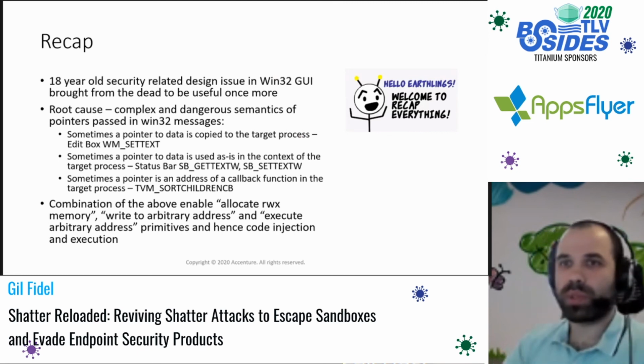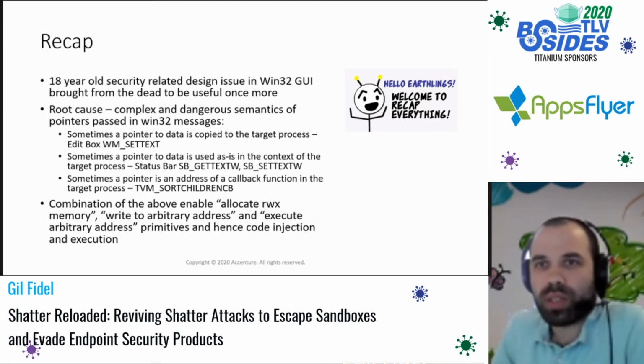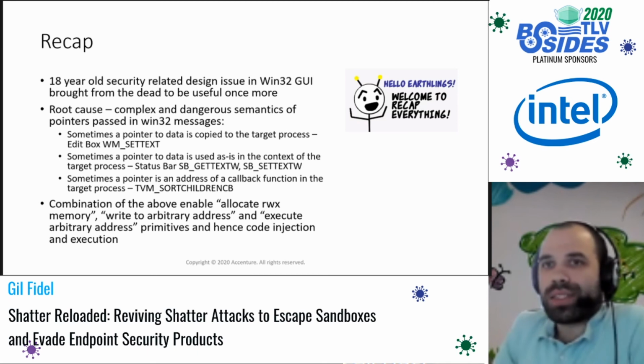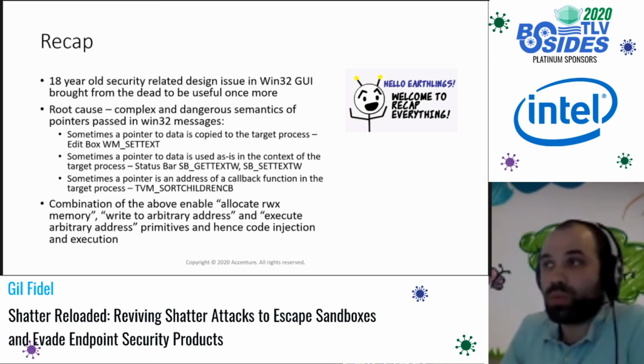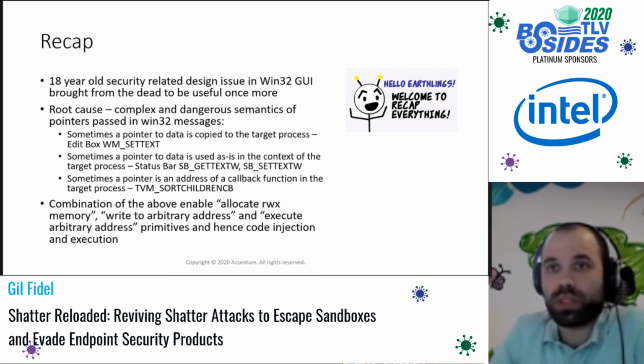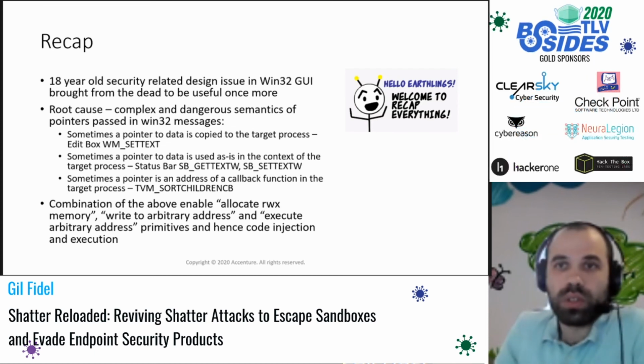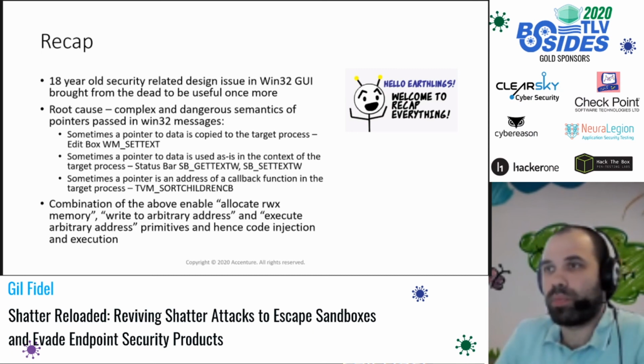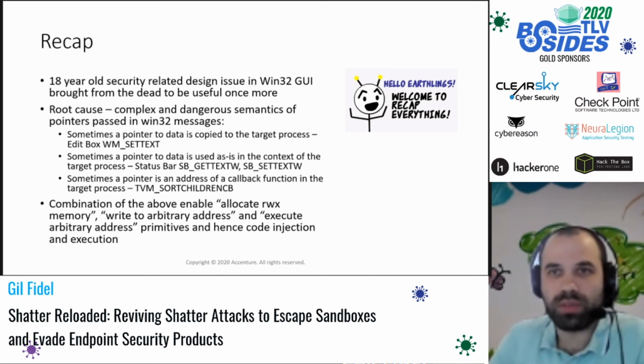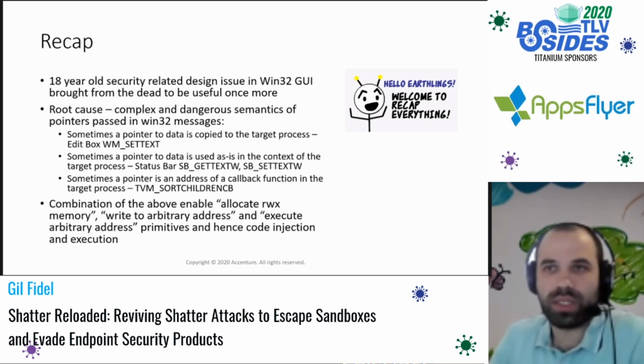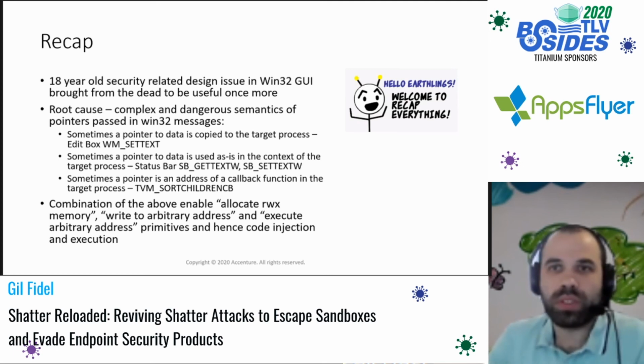Okay, so we're almost done. Let's do a quick recap. We took a very old security-related design issue in Windows that wasn't really fixed. The fixes in Vista did contain it, but the root cause for the Shatter attack wasn't really addressed. The root cause is the fact that pointers being passed in Windows messages are a giant mess.